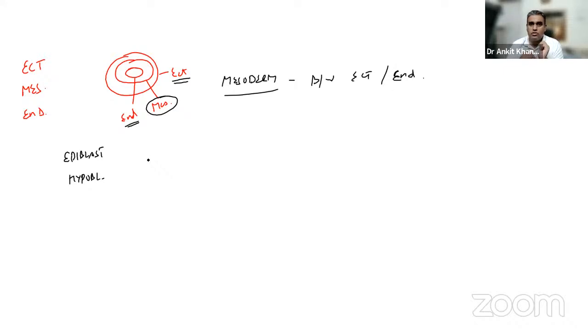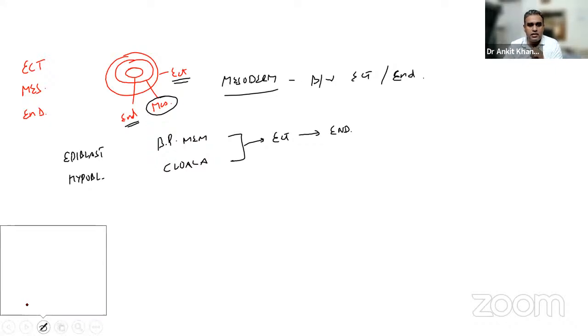Epiblast and hypoblast, they fuse. So what happens at these two places? For example, let me write the buccopharyngeal membrane and the cloaca. The epiblast and hypoblast fuse so that the ectoderm is in continuation with endoderm. Meaning by that, at these two places, there is no intervening mesoderm.